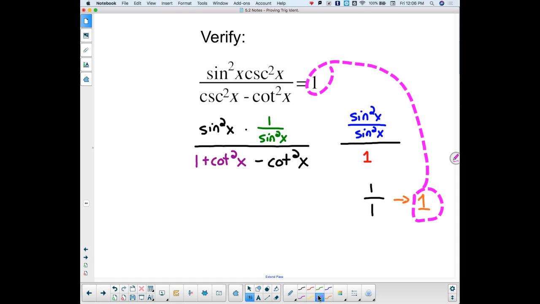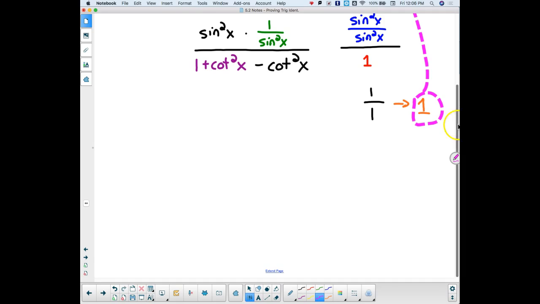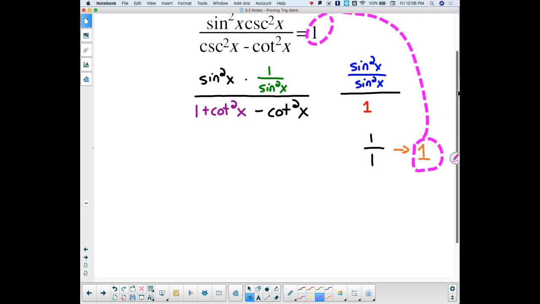Now, if you didn't see the bottom was 1 plus cotangent squared, then more than likely you did something along this line where you said sine squared of x times 1 over sine squared of x is 1 over sine squared of x minus cosine squared of x over sine squared of x. Right? That's fine. The top simplifies to be 1.